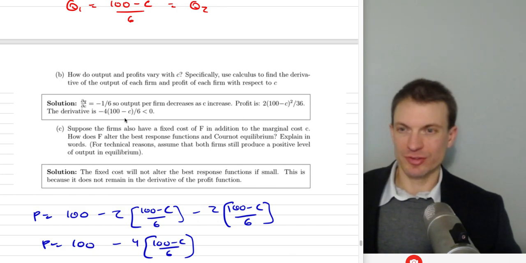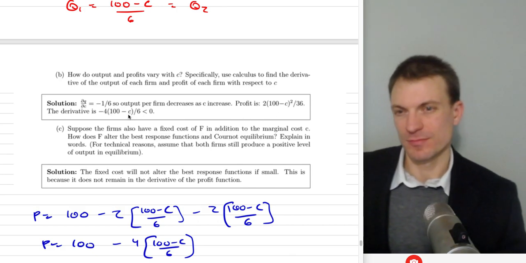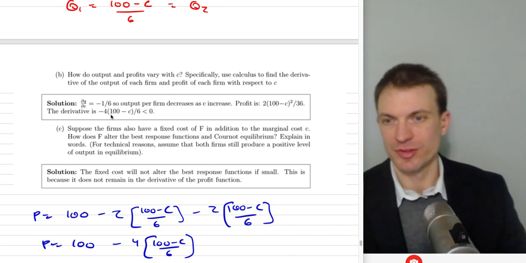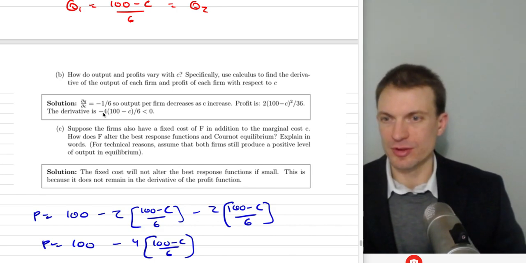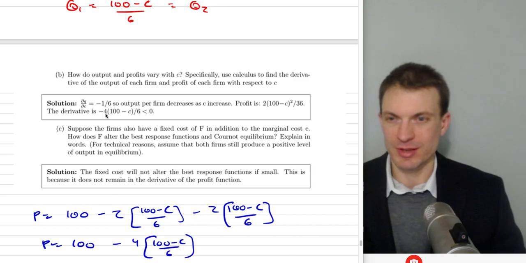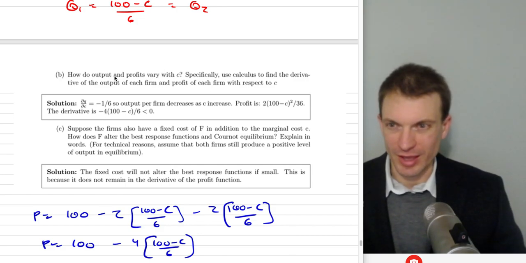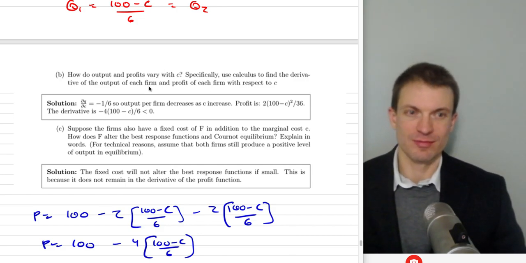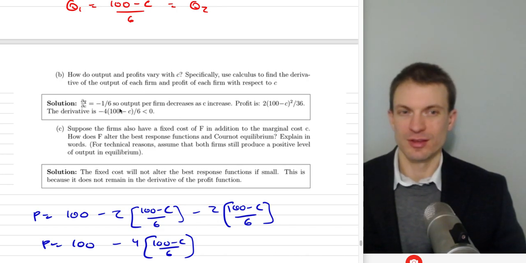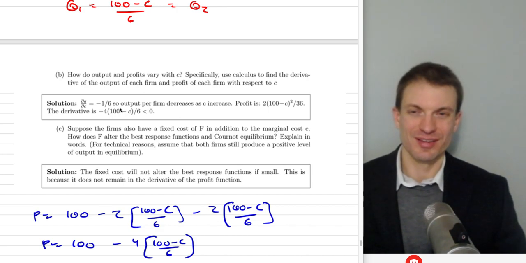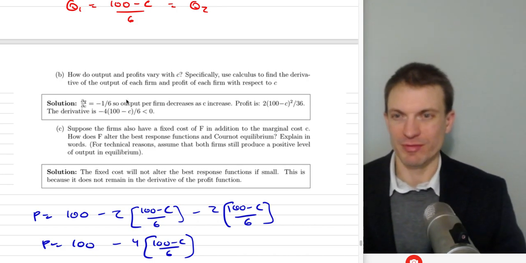Yeah, profit is this. So the derivative, the important thing for the derivative is the sign being negative. So we were interested in how profit varies with C. Yeah, it's decreasing in C. We don't need calculus for that, right? You should know that if you have higher quantities, higher costs, we're going to have lower profits.